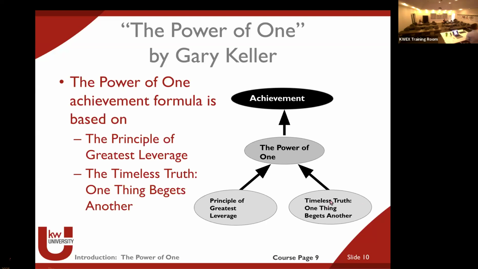So this is a simple diagram that you'll see in here. It's more or less a straightforward equation, the timeless truth that doing one thing leads to another. Becoming really good at one thing will lead to other good things. The principle of greatest leverage: if you focus all of your attention onto one thing, you will be able to maximize the efficiency of that. The power of one, it all comes together. What comes out of that focus on one thing is achievement of your goal. And again, we go back to the cycle, and we just keep going around and around and around.